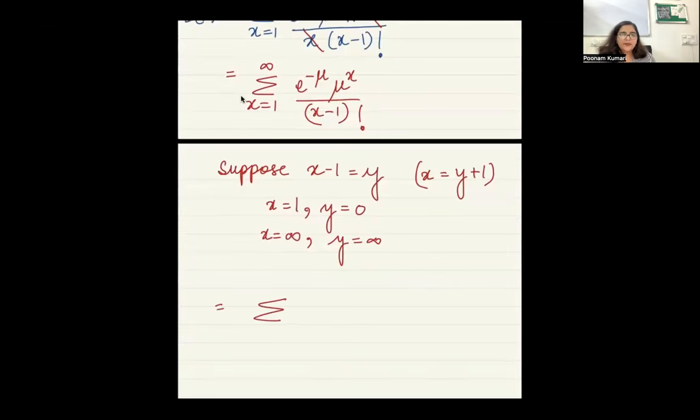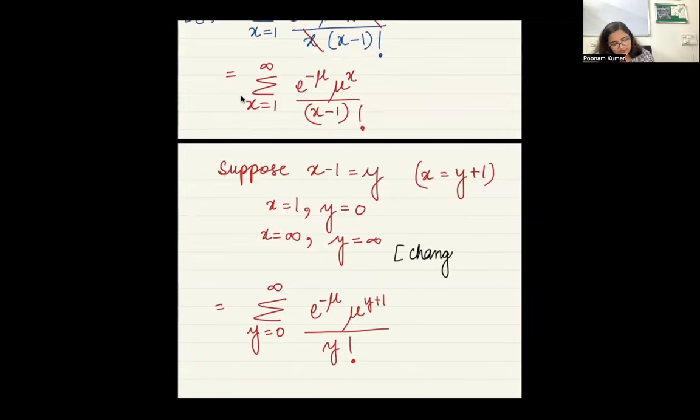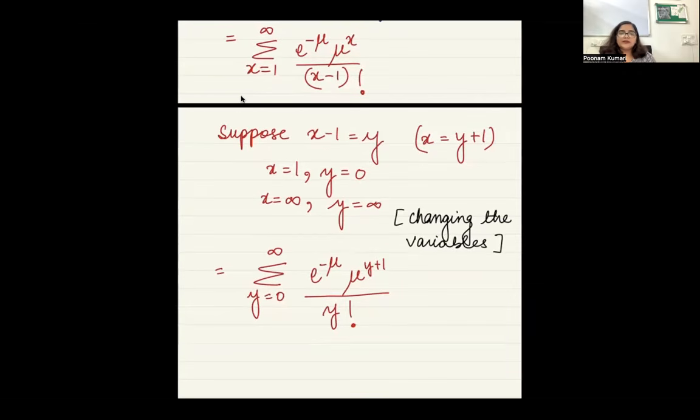This summation is going from x value 1, meaning y value 0, to infinity. What is this? It is e power minus mu, mu raised to the power x. How can I write x? y plus 1, divided by, what is x minus 1 factorial? This is actually y factorial. Yes or no? Right. So this is basically called changing the variables. Can I do that? This is fine.